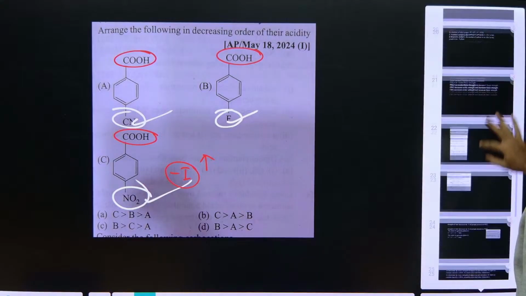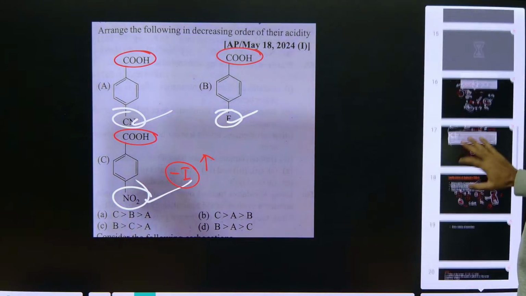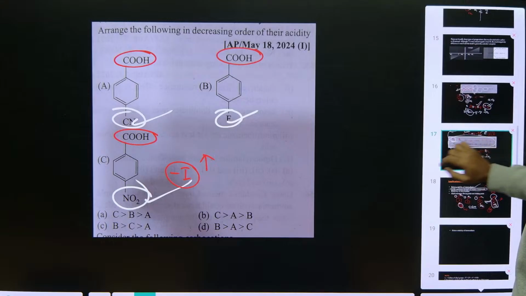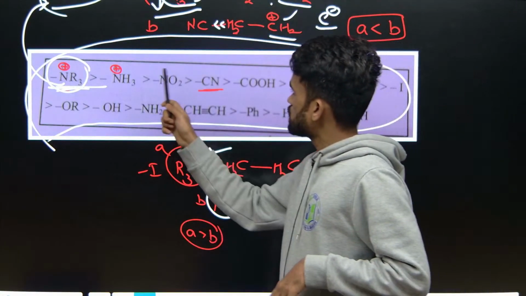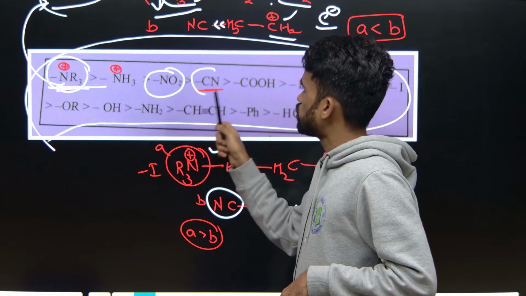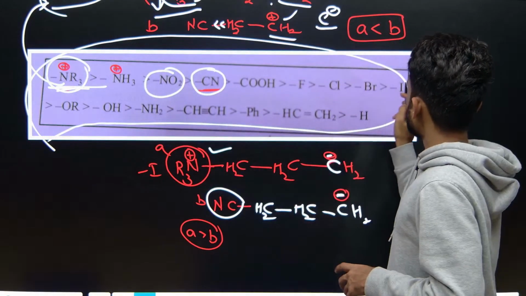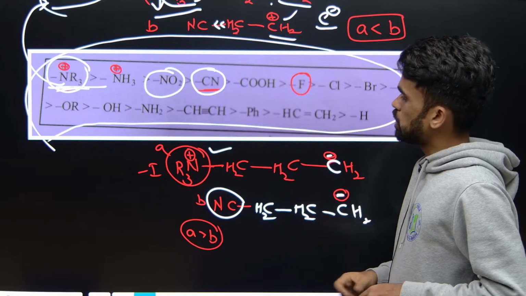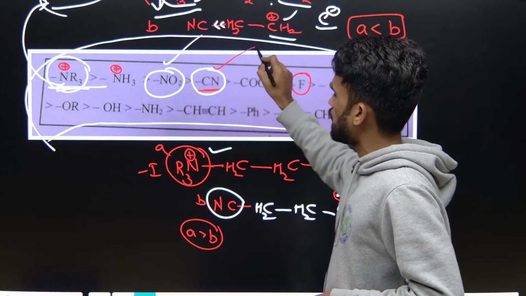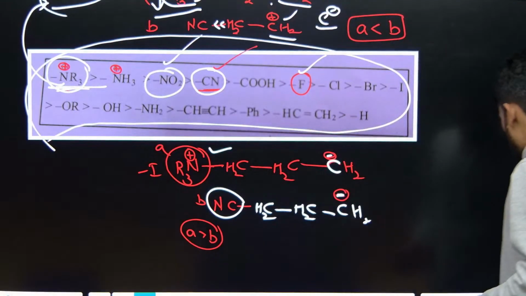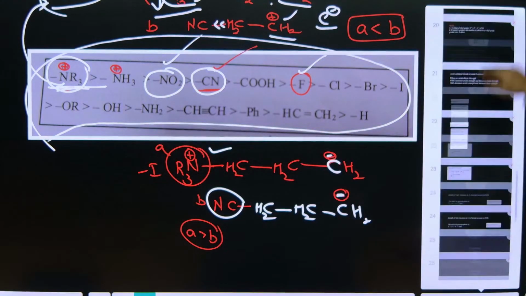If you want, take the help of this sheet. Try to make a list like this of minus I groups and plus I groups, so that you can easily solve the questions. See, where do we have the nitro group here? This is the nitro group. After that we have the cyano group, and least, somewhere here, fluorine is there. So the ability of withdrawing is more for nitro group, then next cyanide, then next fluorine.